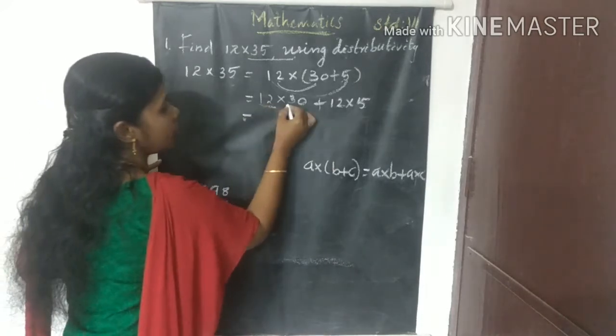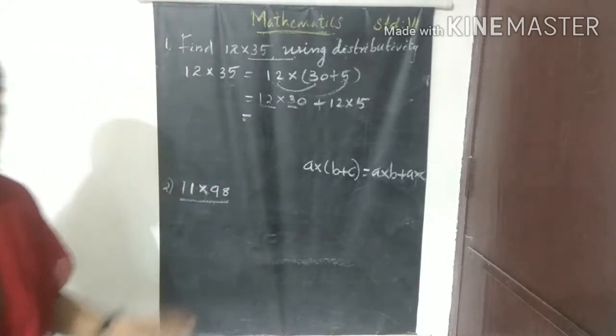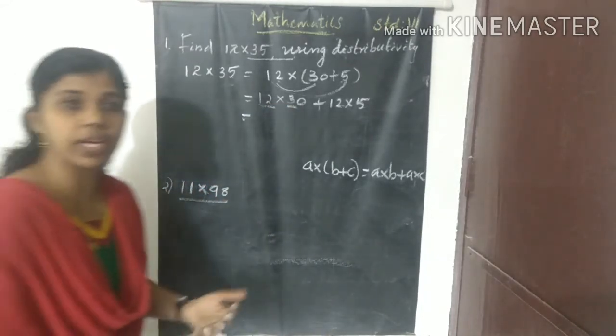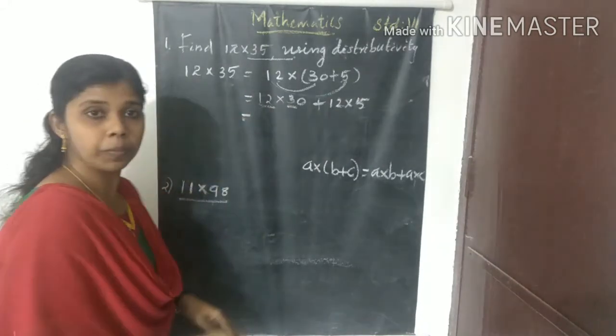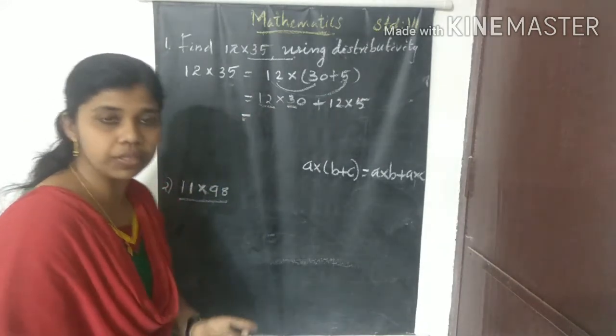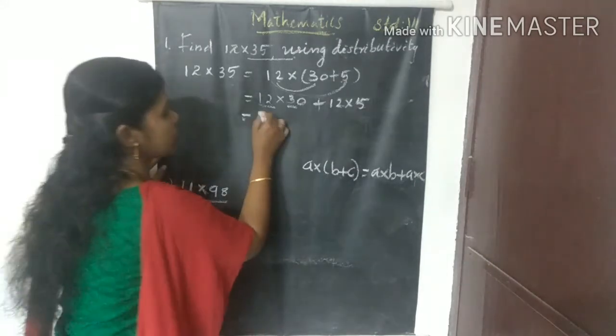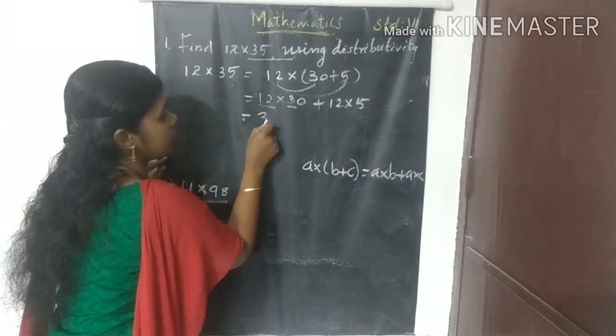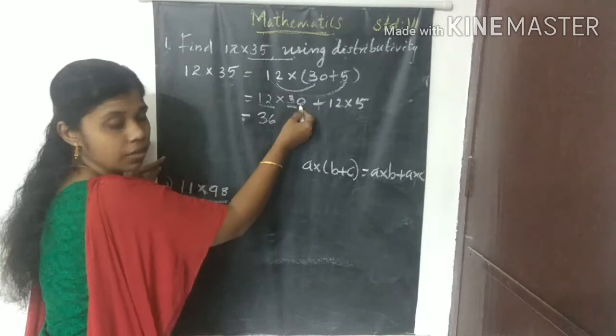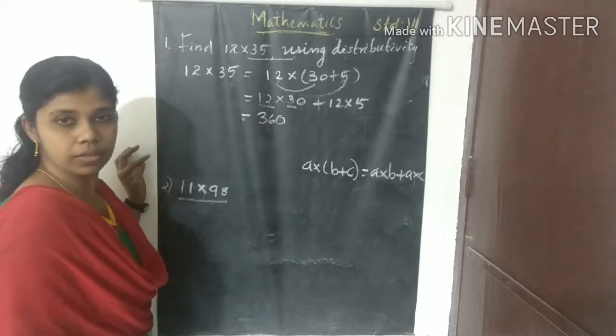What is 12 into 3? 12 into 30 means simply first find 12 into 3. 12 into 3: 1 twelve is 12, 2 twelves are 24, 3 twelves are 36. Okay, the answer is 36. Here we have one 0, so put that 0.